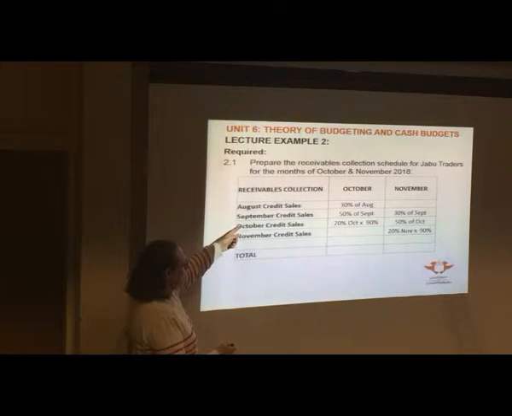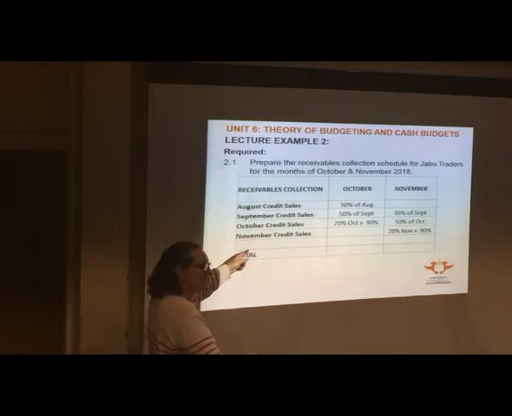For September, 50% of the people who bought in September pay in October. So we're looking at the cash we're getting in October. So 50% of the people who bought in September are going to pay you in October. You're going to get their money in. And 30% of the people who bought in August are going to pay in October. You're going to get their money in October.